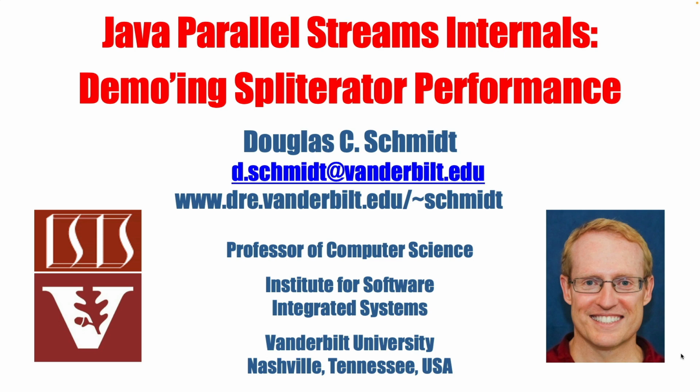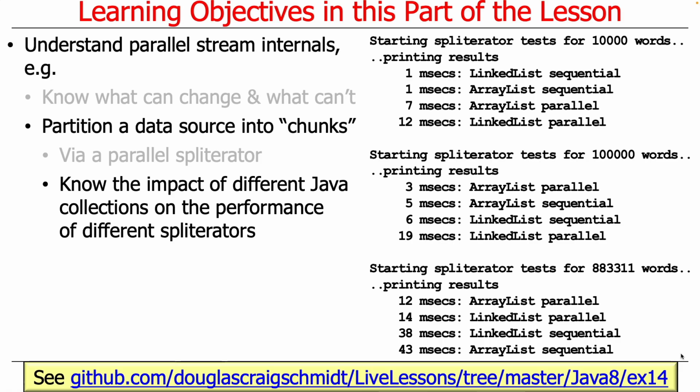So what we're going to do now is show how the different splitterators affect the performance of the application. This will be using the EX14 example, which is going to do a bunch of experiments for different numbers of input words, using different approaches to the implementation and doing things either in parallel or sequentially.